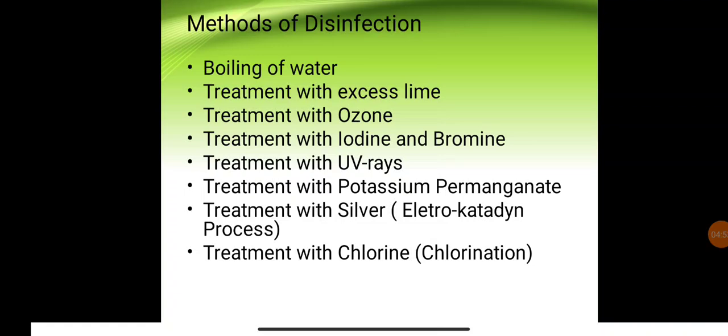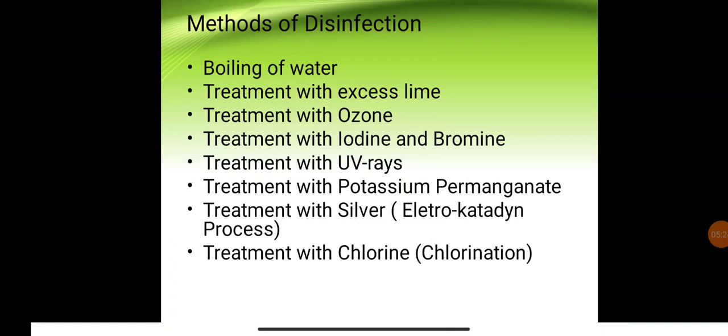The next treatment method is the addition of lime, that means treatment with excess lime. What happens when we add lime to the water? If we add excess lime to water, it kills the bacteria. Here a disadvantage is there. When we add lime, it destroys the microorganisms, but if you add excess lime, the pH value increases.